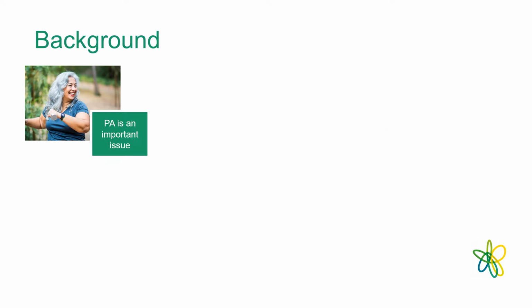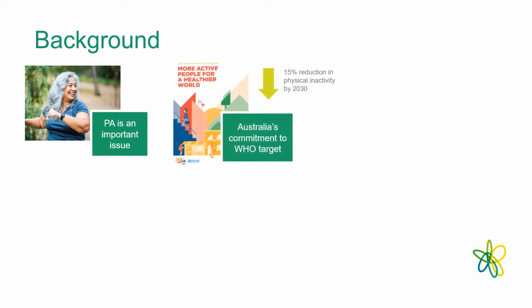Physical inactivity is an important problem. In Australia, 1 in 2 adults and 3 in 4 children are not active enough for good health, meaning that most Australians are at risk of developing chronic disease. Australia has committed to addressing this. It signed up to the WHO target of reducing physical inactivity by 15% by 2030.